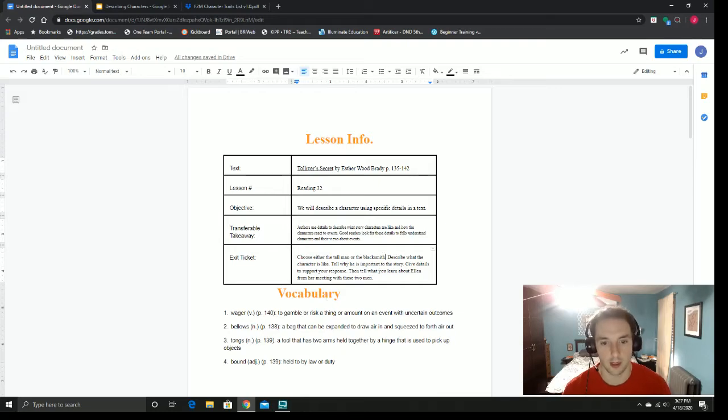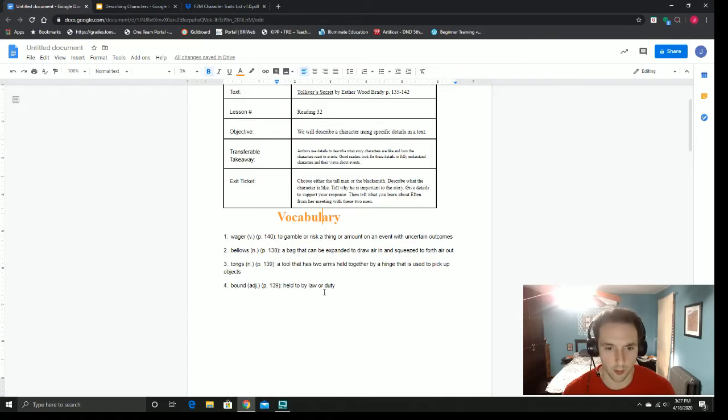Let's dive into our vocabulary really quickly. Just 4 words today. The first word is wager, which means to gamble or risk a thing or amount on an event with uncertain outcomes. So when you bet someone something, like, I bet you $20 you can't do that, that's a wager. You're just gambling on a certain event happening or not happening.